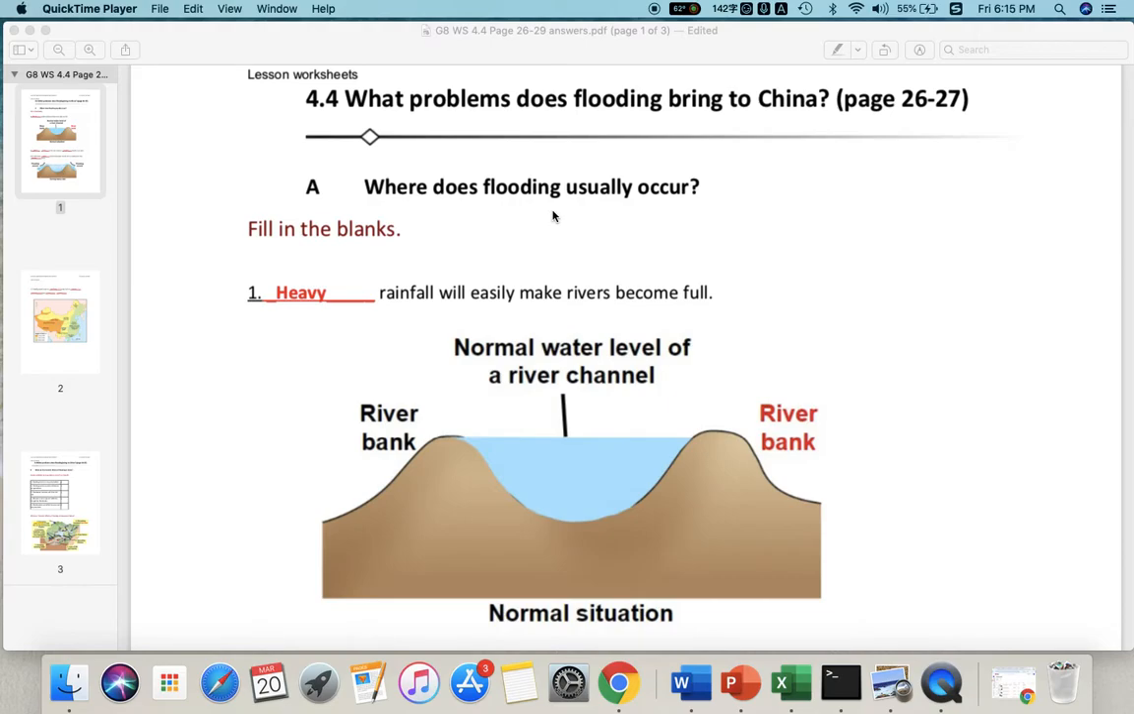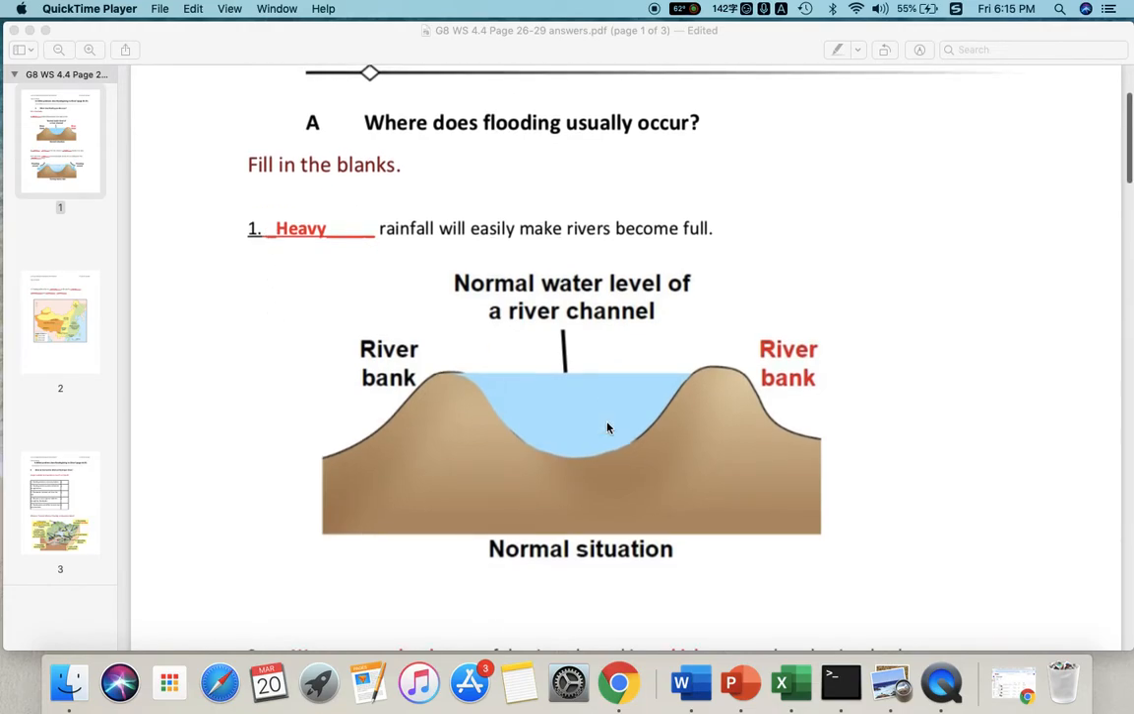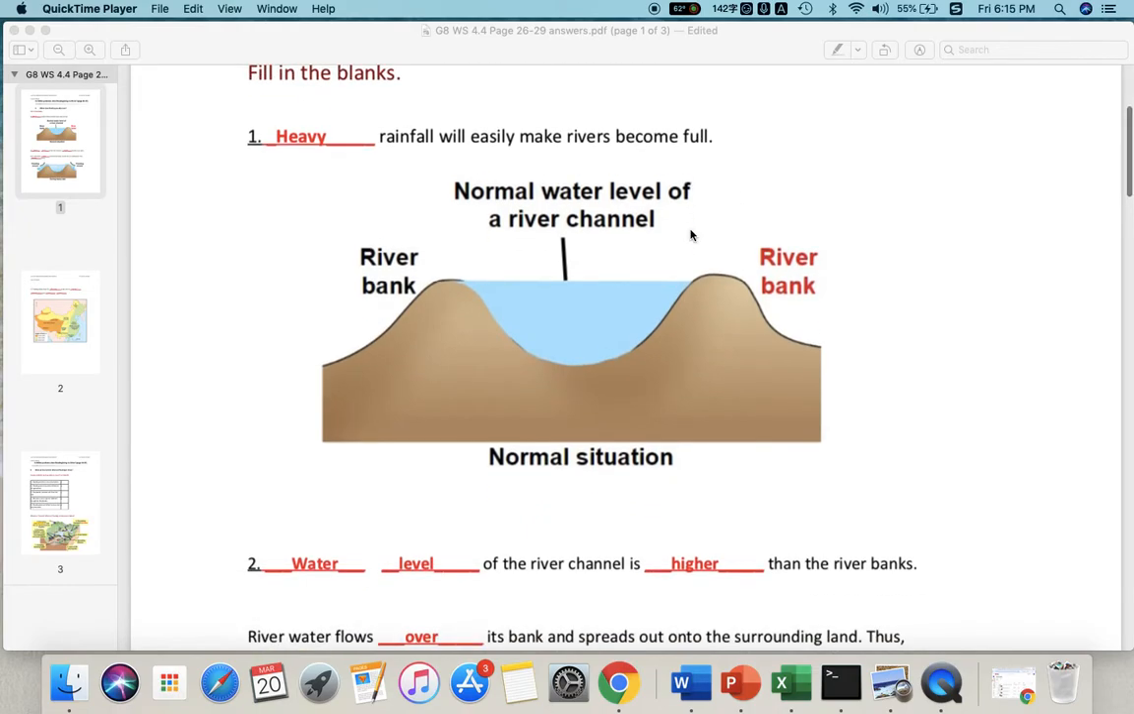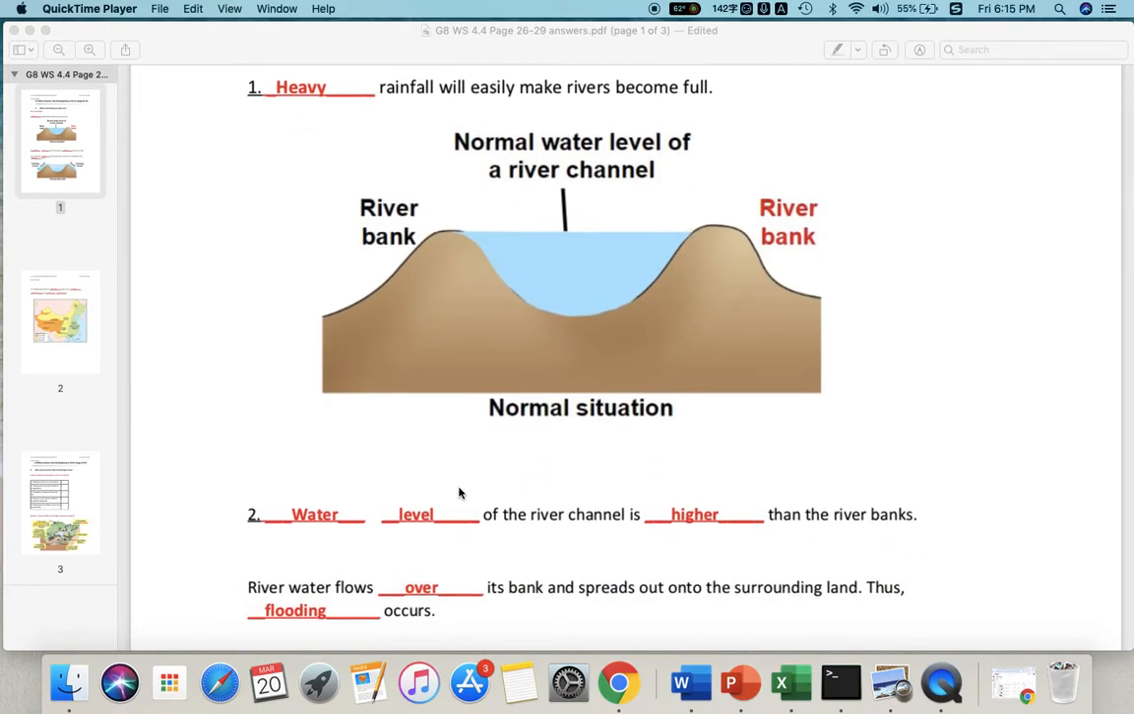So when will it occur? You can see the diagram either in the book or on this worksheet. For the first one, the answer is heavy. When very heavy rainfall happens, it will make the river become very full. What does it mean by full? The water level of the river channel. So this should be the normal water level of the river.